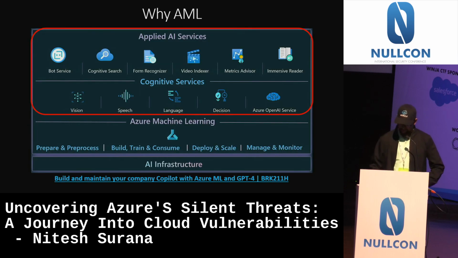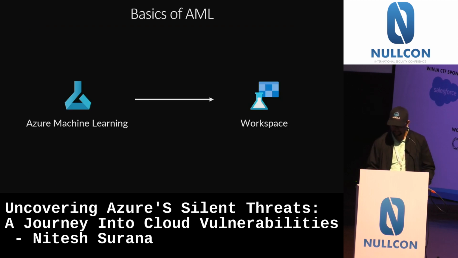So the AI offering in Azure looks something like this. On the top, we have the applied AI services. So these are the problem-solving services offered by Azure. This is followed by cognitive services, which are basically the machine learning models provided as a service. And everything that you see in the highlighted box in red is actually built on top of Azure Machine Learning Service that we are going to take a look at.